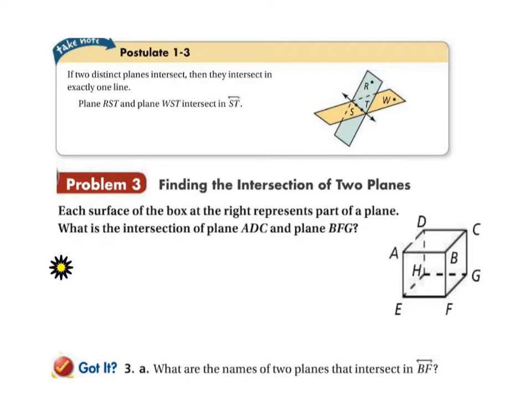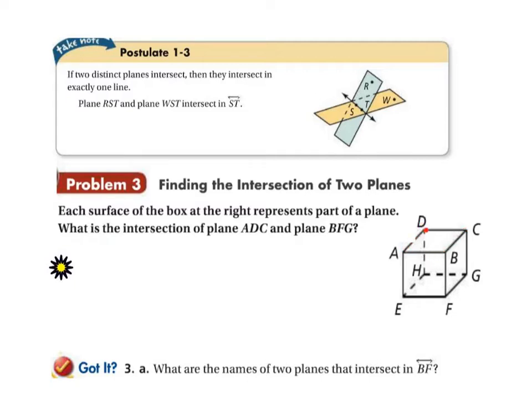All right, let's do some problems like what you're going to see on your homework. It says each surface of the box at the right represents part of a plane. What is the intersection of plane ADC and plane BFG? All right, so let's look at this little cube we've got. Now, we have plane ADC. So you have to find where A, D, and C are. Here's your A, D, C. Okay, they picked 3 points off of this plane.